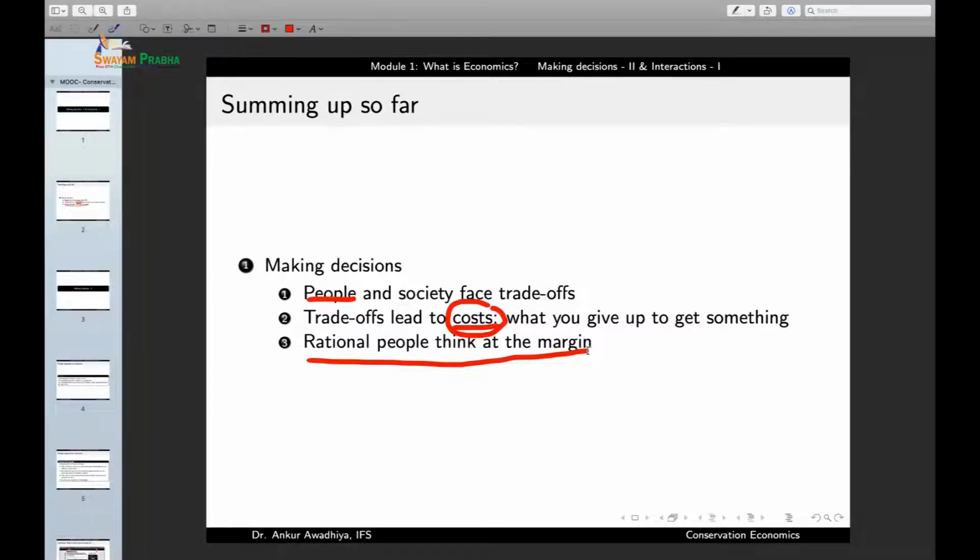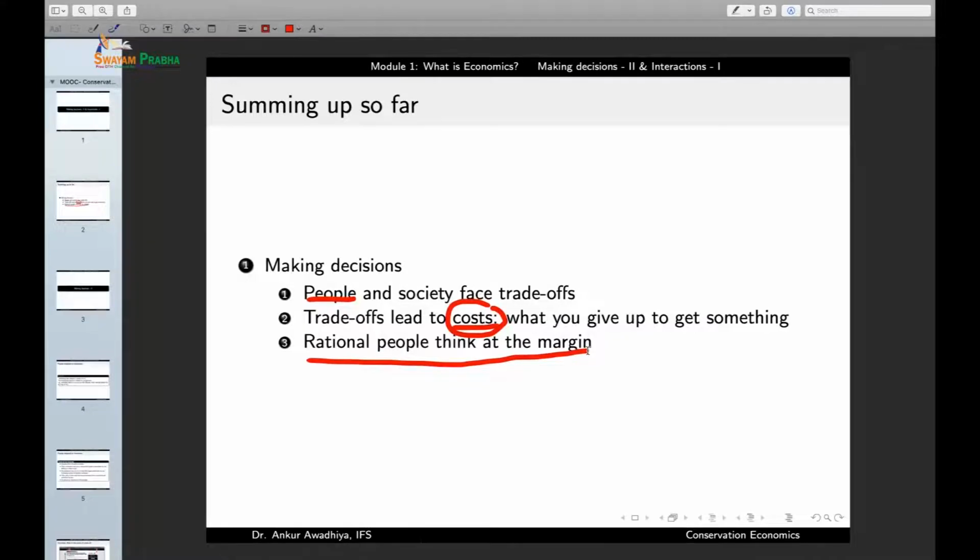And such rational people are always thinking at the margin. So when we say thinking at the margin, we are saying that we are not thinking about whether I should use my 100 rupees to get only ice cream or whether I should use my 100 rupees to get only chocolates.